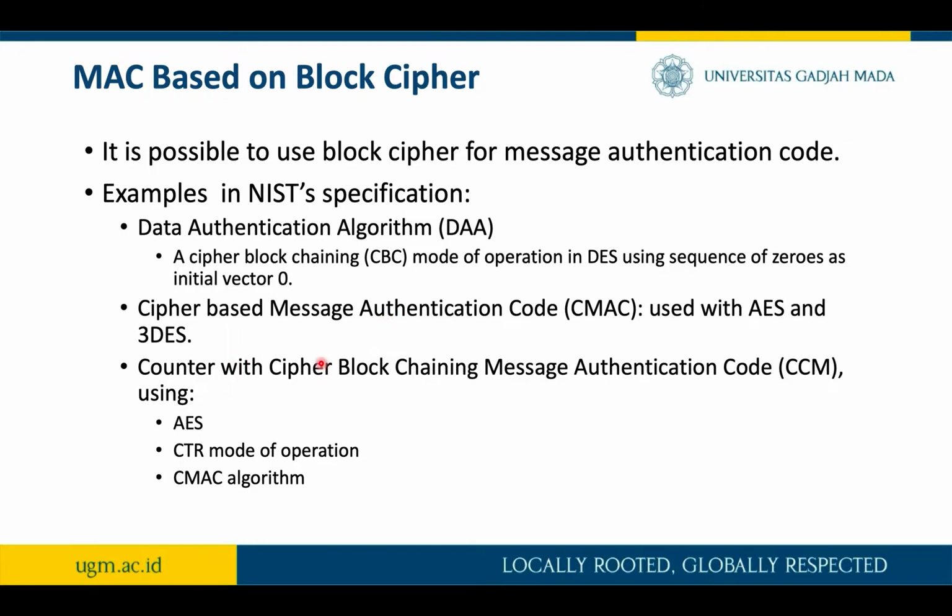The third one, the one that is complete, is counter with cipher block chaining message authentication code, or CCM. CCM here uses AES, and the mode of operation is counter, and it also applies CMAC here. So CMAC in the second specification here is applied in CCM. Why is it complete? Because it provides both authentication and encryption, or confidentiality, of the message.